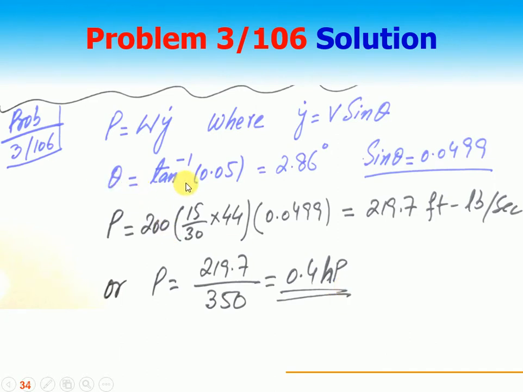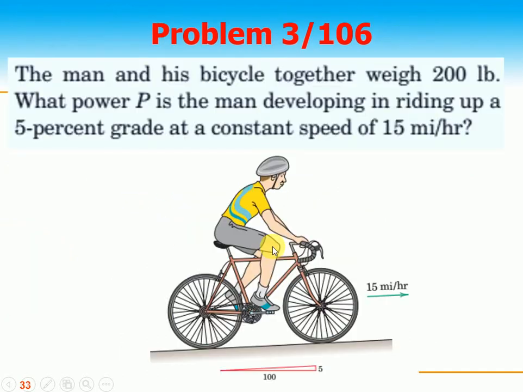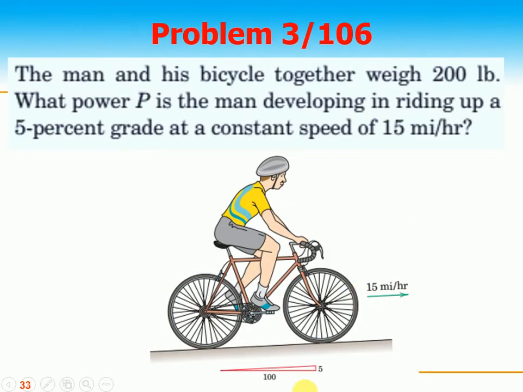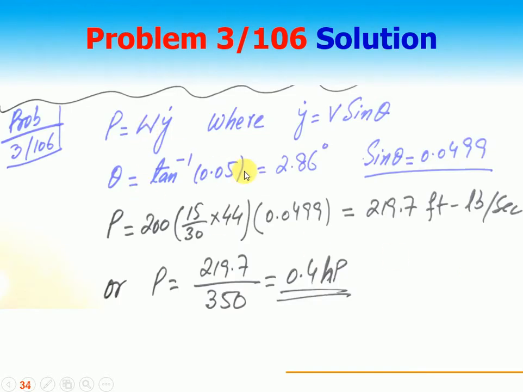So theta is equal to sine inverse of 5 by 100, which is 0.05, and we get 2.86 degrees, and sine of theta is 0.0499. Or you can do it directly: you can find the sine component by taking the square root of 5 squared plus 100 squared for the hypotenuse, and then taking 5 over this. You can get the slope. So with the slope I find the angle and find sine theta. So that is the power.